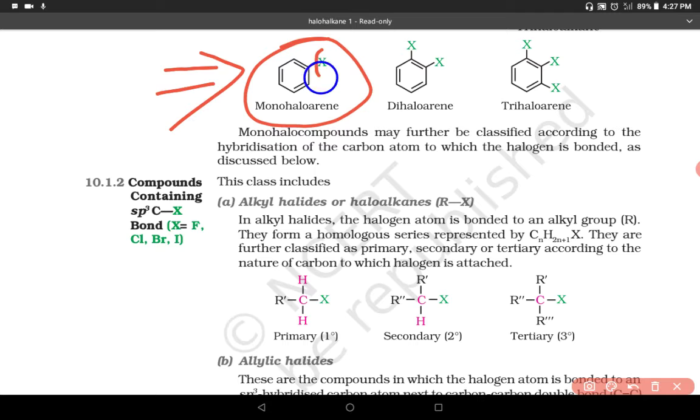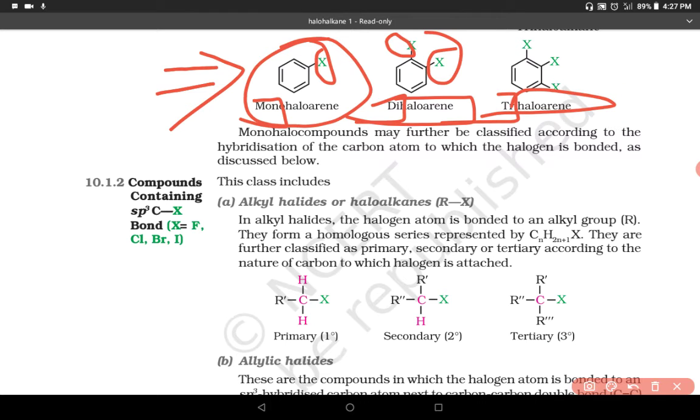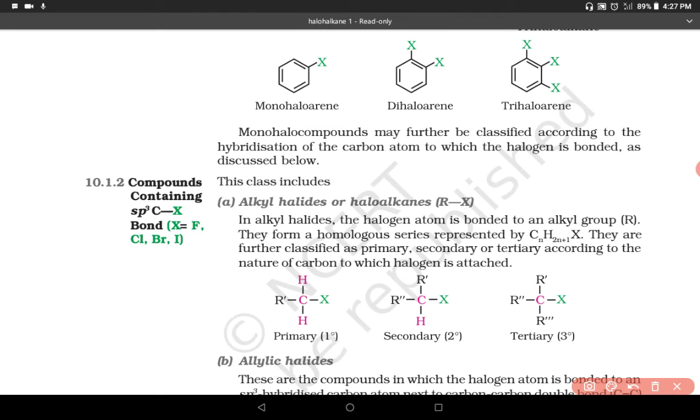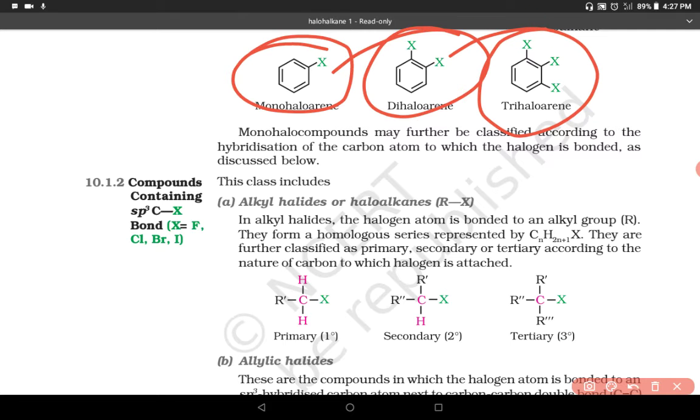In haloarenes, how many halogens are found? The same thing happens: mono for 1, di for 2, tri for 3, and the remaining name does not change, haloarene. It changes only when the carbon number changes or the halogen changes, that is, whether it is attached to fluorine, chlorine, bromine, or any other. You don't need to think about that. Let's concentrate on the number of halogens attached.